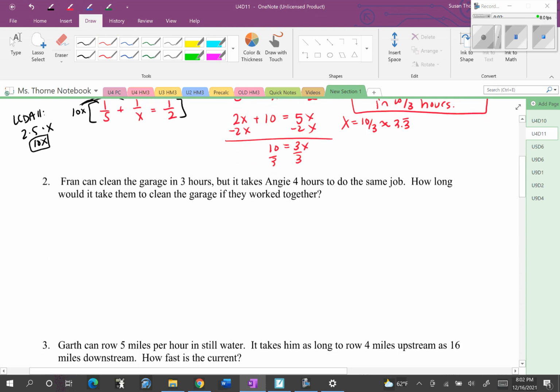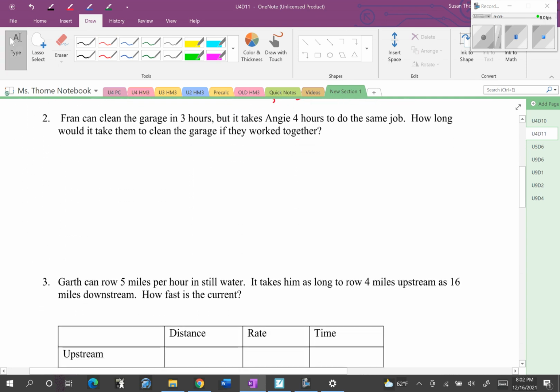Looking at question number 2, same thing. Why don't you guys go ahead and pause the video and see if you can do this on your own. When you're done, unpause it and check your work. So Fran can clean the garage in 3 hours, but it takes Angie 4 hours to do the same job. How long would it take them to clean the garage if they work together?